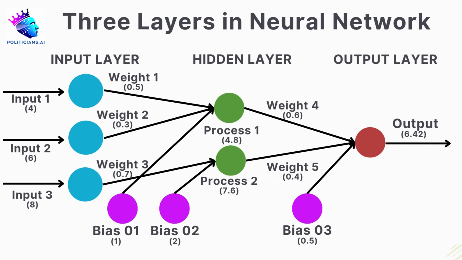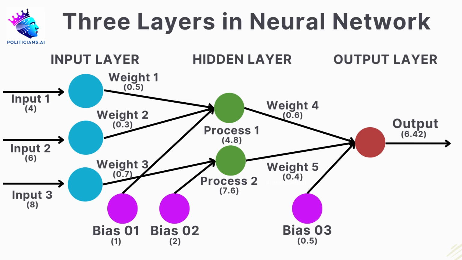Output layer. Finally, once the hidden layer has processed the data, it passes the results on to the output layer. The output layer generates the final prediction or result. Depending on the task, this result could be a number, a category, or some other type of information.